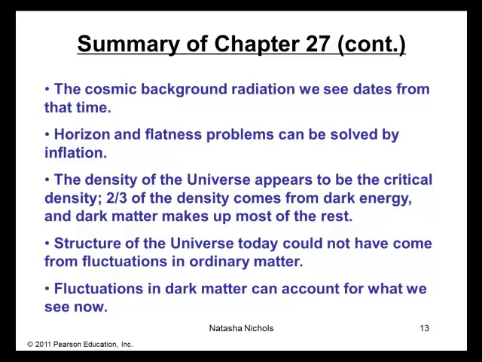The horizon and flatness problems can be solved by inflation. The density of the universe now appears to be the critical density. 2/3 of the density comes from dark energy, and dark matter makes up most of the rest. Structure of the universe today could not have come from fluctuations in just ordinary matter. Fluctuations in dark matter can account for what we see now.